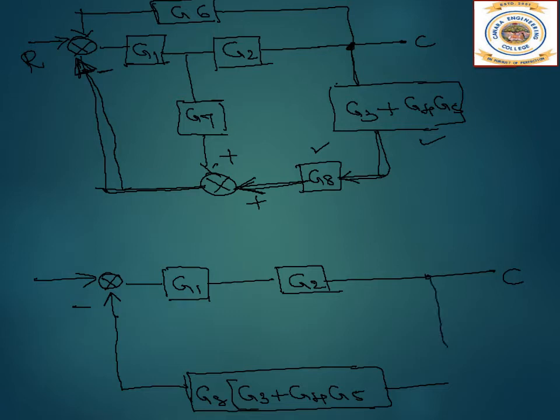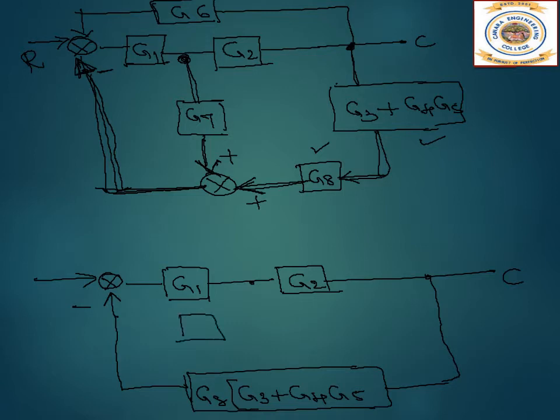So this is the takeoff point, and right from here. Next, one more we have, over here, G7. It starts from here and comes to this summation point. From here, check the arrow, it goes this way again to this summation point. So that also we will redraw.